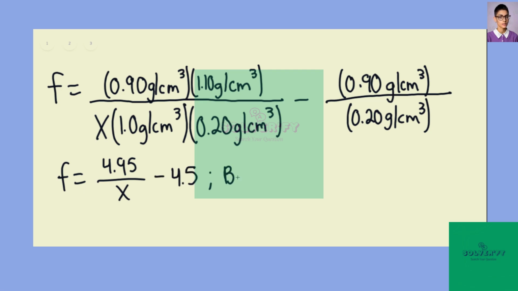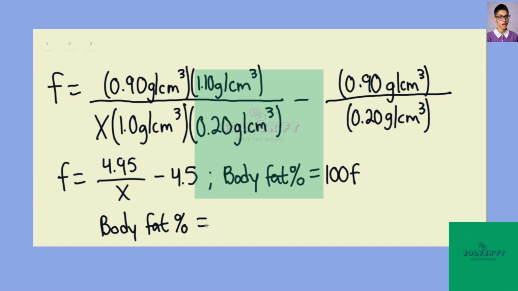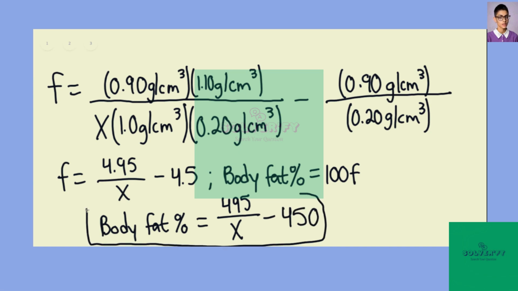We know that then the body fat percentage would simply be equal to the fat fraction multiplied by 100. And so we have that the body fat percentage would be equaling 495 over the entire body's density minus 450. This would be us essentially proving the equation given in the problem statement. That is the end of the solution.